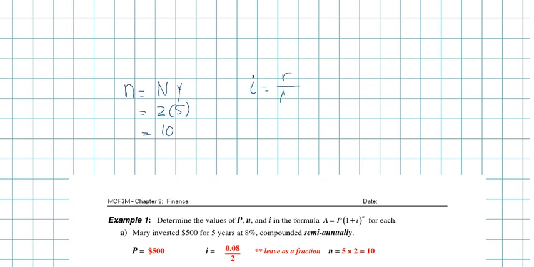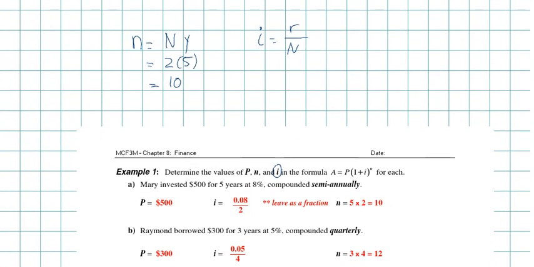What would my I be? We have to divide 0.08 by 2. Yeah. So 0.08 divided by 2. Now, why do I say leave it as a fraction? Because it will give you more accurate answers if you leave it in fraction. If you're going to put it in decimal, you're going to have to put in a lot of the numbers. So leave it as a fraction.